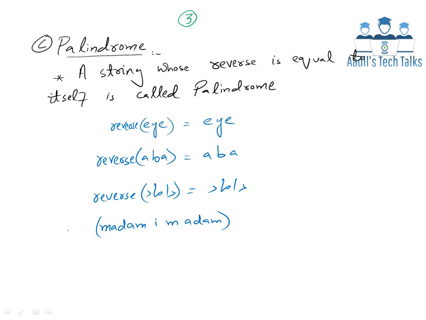Now, if we apply a reverse function on it, we will get again: Madam, I am Adam. Okay, so palindrome is a string whose reverse is equal to itself.